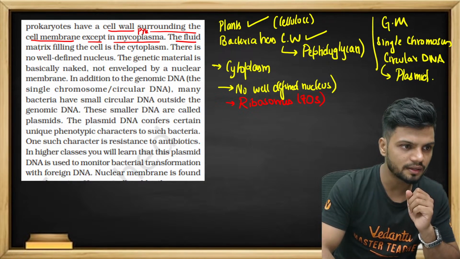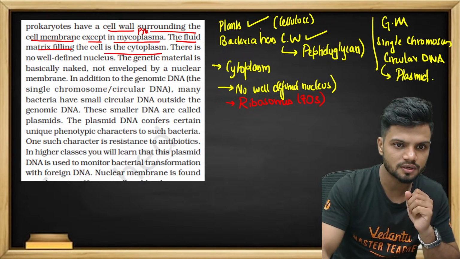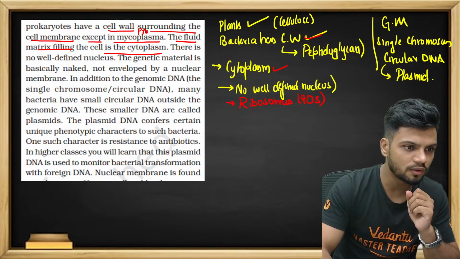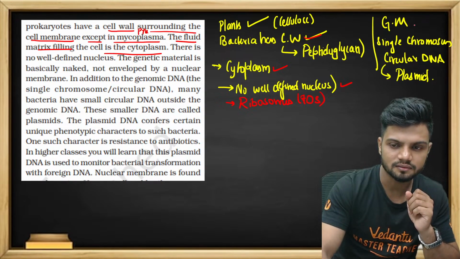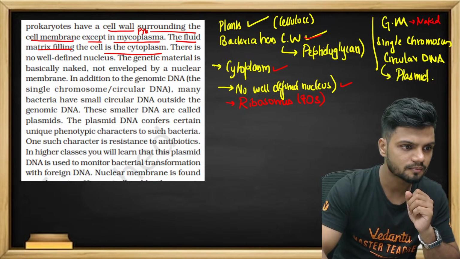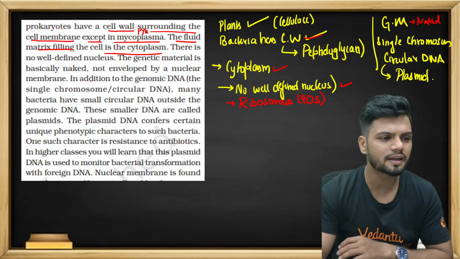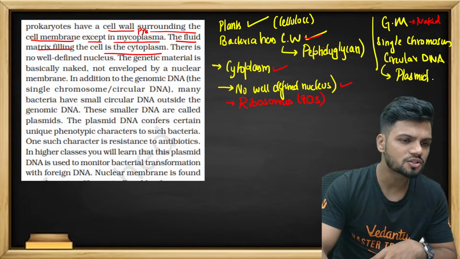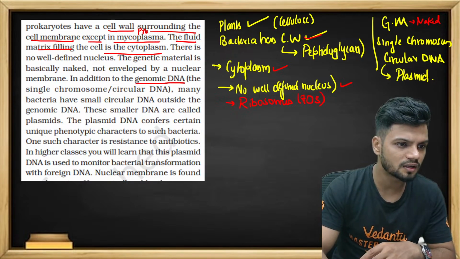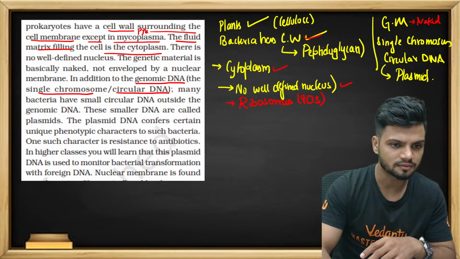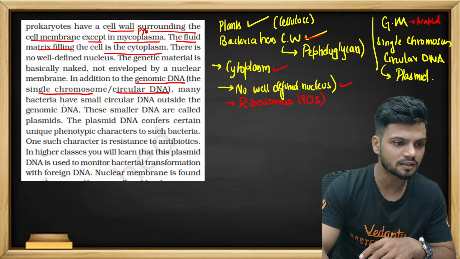The fluid matrix filling the cell is the cytoplasm. So the cell wall is present, cytoplasm is present. There is no well-defined nucleus. Genetic material is basically naked, not enveloped by any membrane. No membrane at all. In addition, there is genomic DNA, a single chromosome or circular DNA.